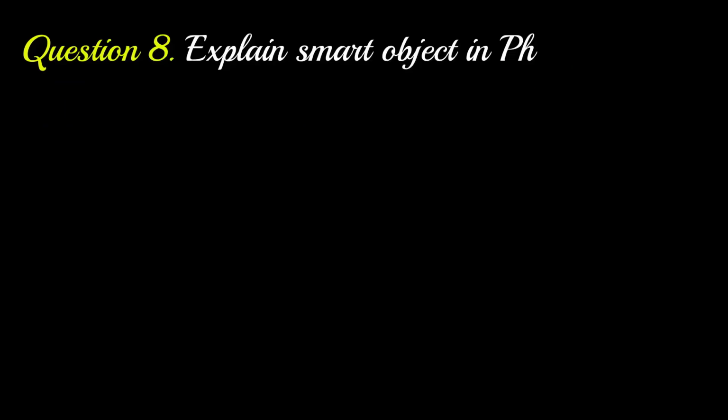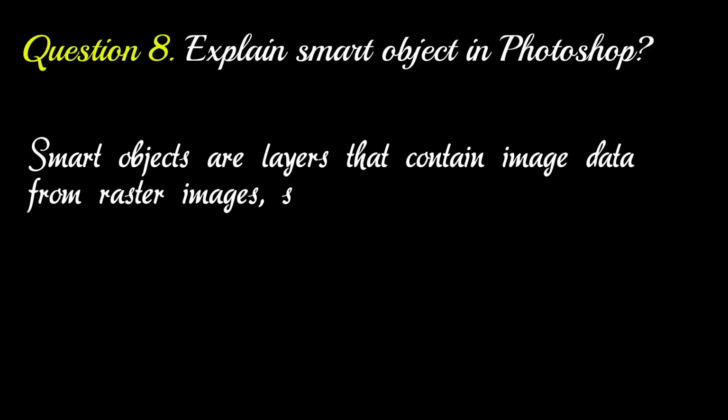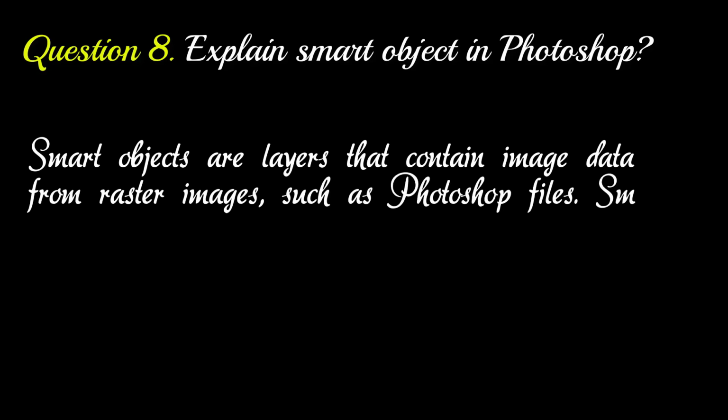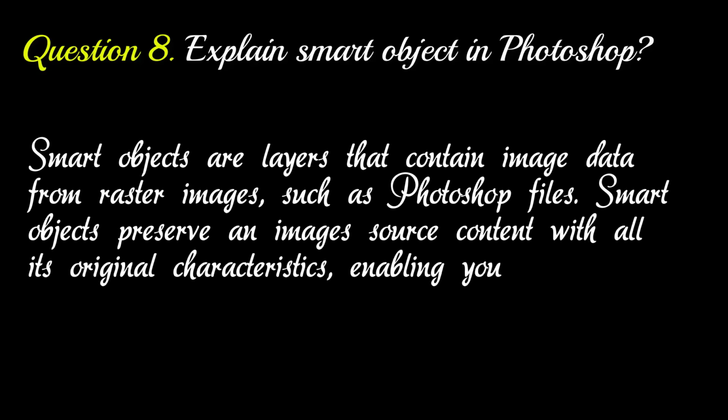Explain Smart Object in Photoshop. Answer. Smart objects are layers that contain image data from raster images, such as Photoshop files. Smart objects preserve an image's source content with all its original characteristics, enabling you to perform non-destructive editing to the layer.